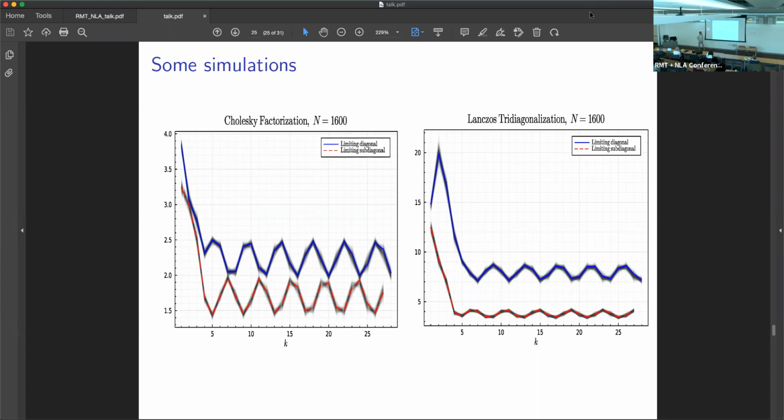Based on this Jacobi matrix, you can do Cholesky decomposition, and we find similar results. So these are the simulations, and this is also a case where we have two intervals for the support. You really see very interesting features.